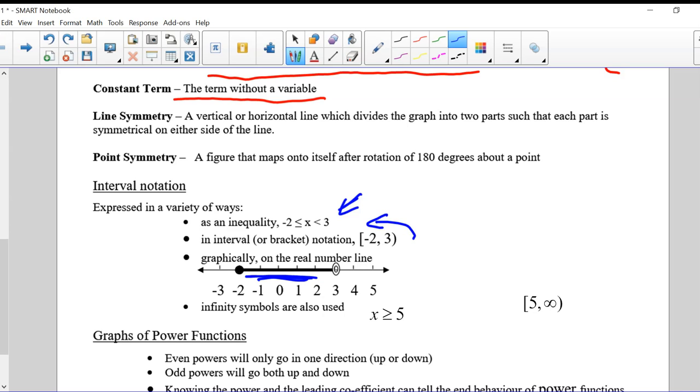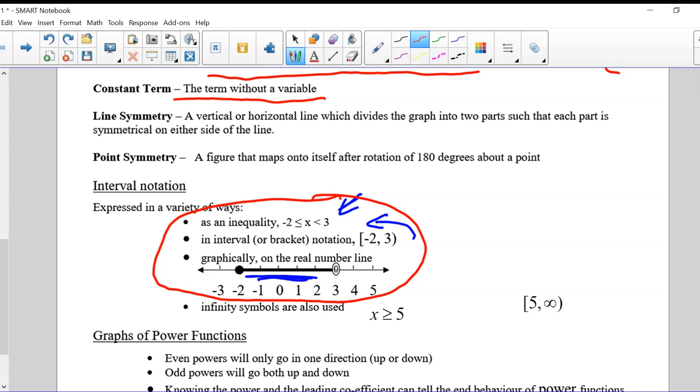Okay, so all three of these, I'll put a circle around them. All three of these are giving you the exact same interval. Every one of those means exactly the same thing. One with inequality signs, one with bracket notation, which you'll be using quite a bit, and the other one with a number line. They all mean exactly the same thing.